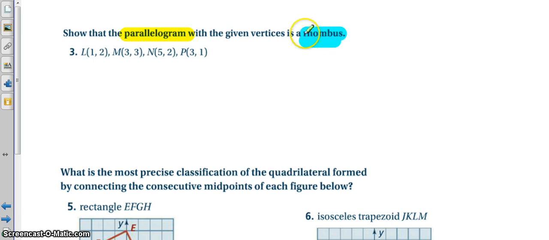So in order to determine if all of our sides are equal, we need to look at what's the length of LM, what's the length of MN, what's the length of NP, and what is the length of PL. So you want to use your distance formula to check the distances of all of those, and then come back to determine if it is in fact a rhombus.